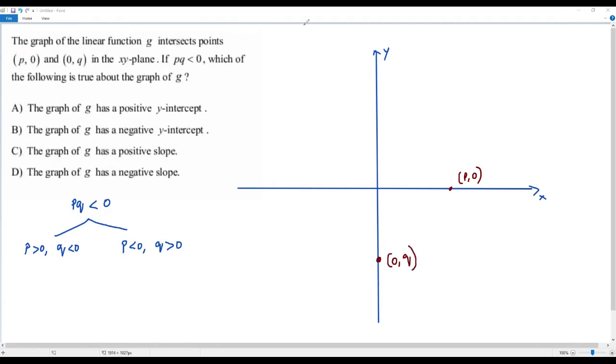Now let me connect these two points over here. So here I got the graph of the linear function g. It's a straight line. Actually, this straight line is a rising line, so the slope will be a positive value.